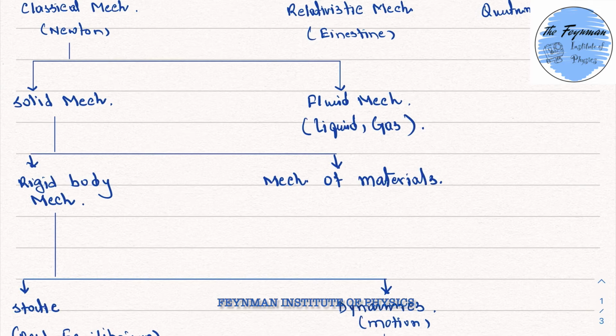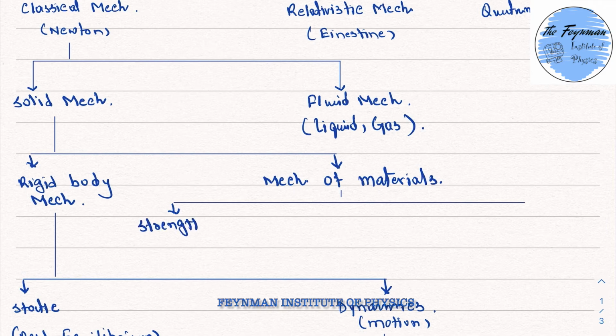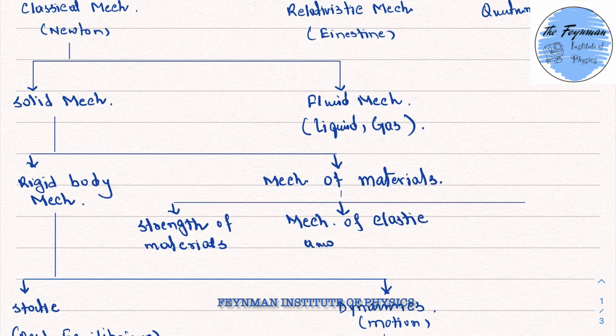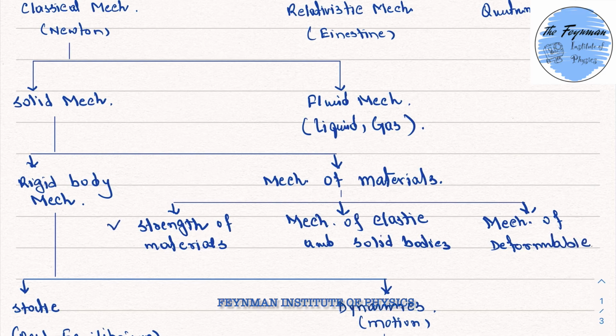Now this mechanics of materials can also be subdivided into three categories. The first one is strength of materials. The second one is mechanics of elastic solid bodies. The third one is mechanics of deformable bodies. We need to study some part of strength of materials where we will discuss stress, strain, etc. So these are the different branches of mechanics of materials.